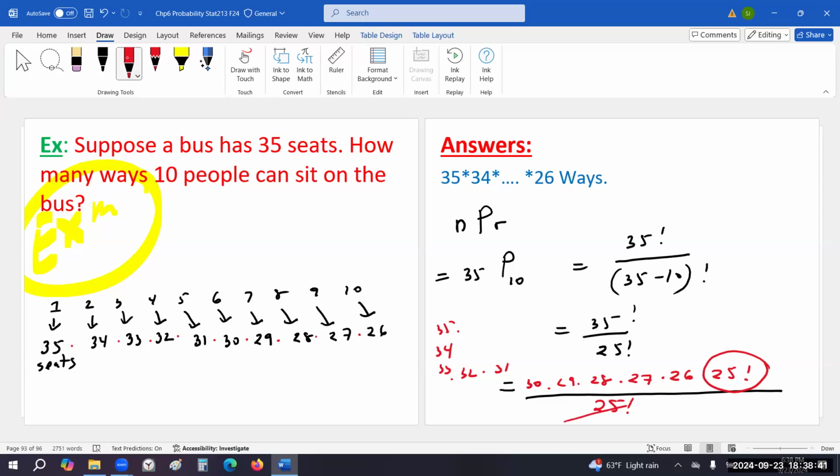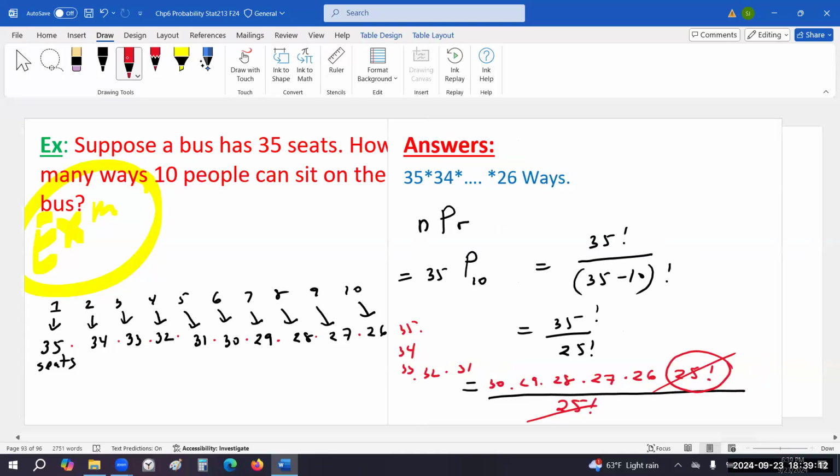Why? Because we can actually cancel the 25 factorial from the top and the bottom. So I didn't have to write 1 times, 2 times, 3 times until 25. I can simply cancel them. So you are left with the same answer as the left side. All the numbers you multiply, from 35 to 26. So this is a trick about factorials. We don't have to write down factorials for everything. We can write down whatever we need, and we can cancel the rest.